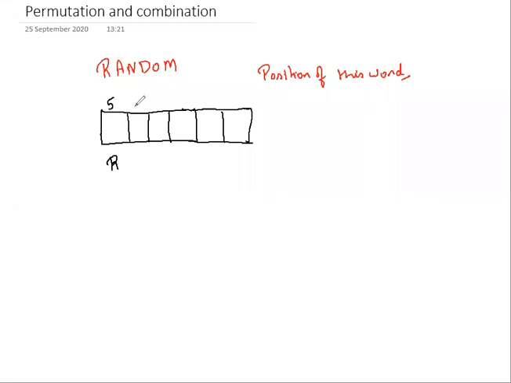Now, after this, how many options do we have left for the second place? 5. Yes, very good, Harish. 5 options. For the third, 4. Very good. Then 3, then 2, then 1. Now, how many words will there be before the first letter is R? If you multiply everything, we get 5 into 5 into 4 into 3 into 2 into 1, which is 120 into 5, which is 600 words.